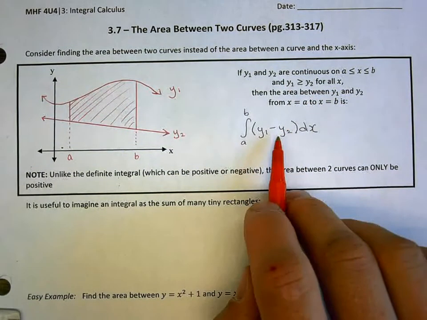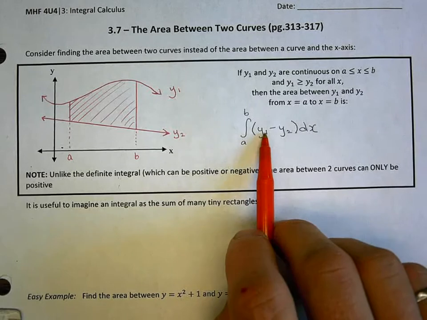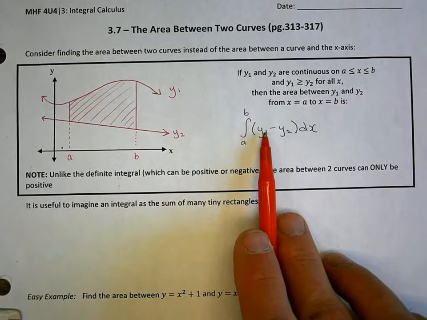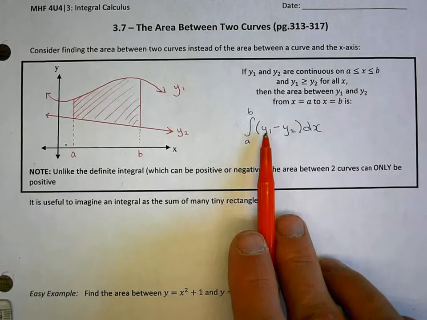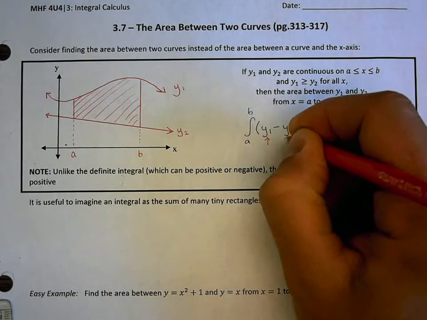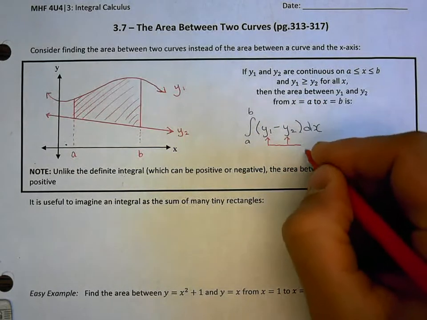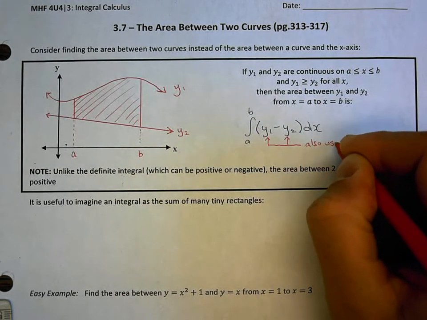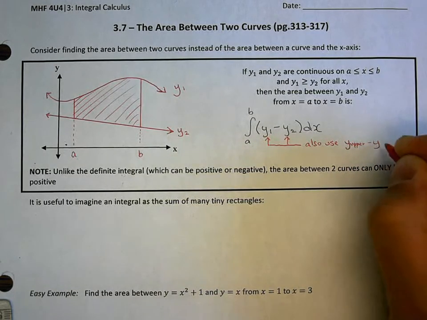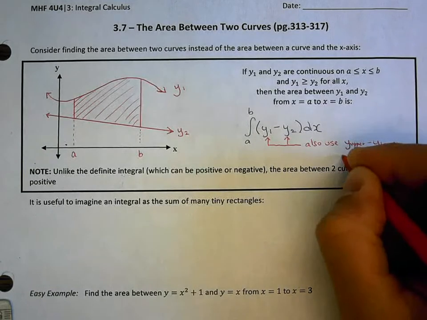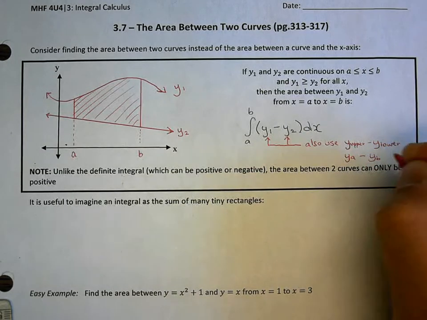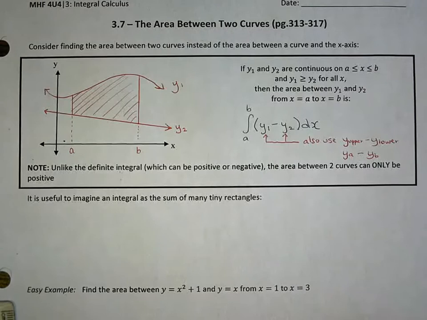Now, there's a lot of different ways of writing this. Different textbooks do it different ways. The important thing is that it's always the upper function minus the lower function. So in this lesson in your textbook we define the upper one as y1, the lower one as y2. Some textbooks do it differently. We'll just make a little note here that you can also use, if it makes more sense to you, y upper minus y lower, or some textbooks use ya minus yb. The important thing is that you're subtracting the bottom from the top.